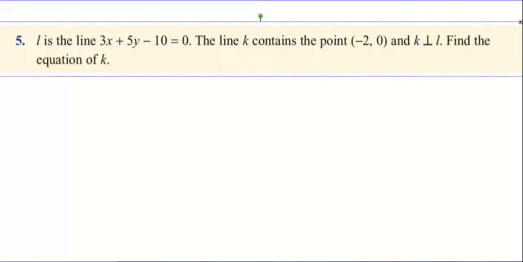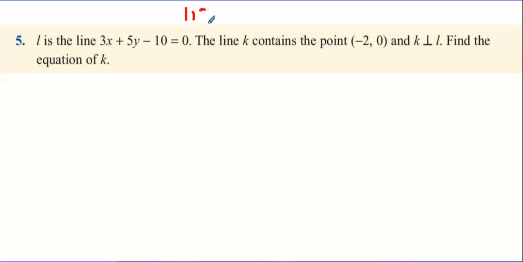I won't bother with 3 and 4, and I'll go after number 5. L is the line 3x + 5y - 10 = 0. K contains the point (-2, 0), and K is perpendicular to L. Find the equation of K.